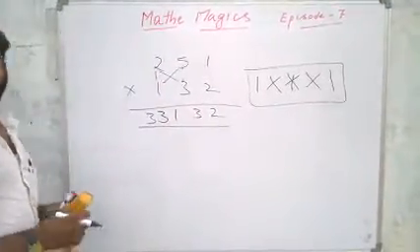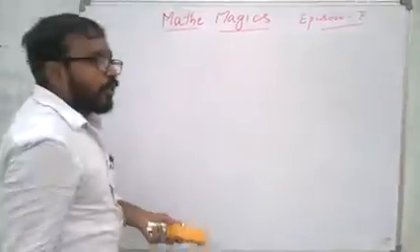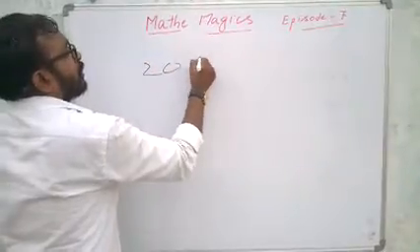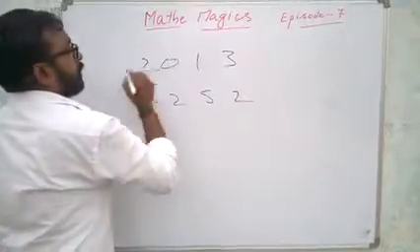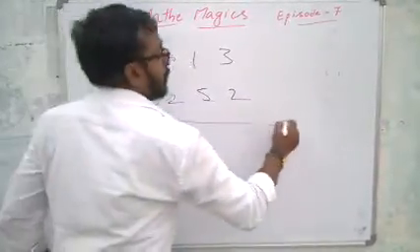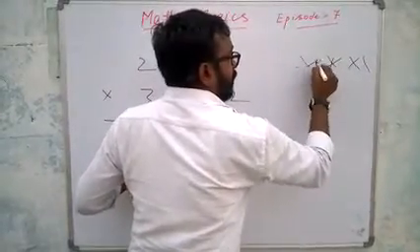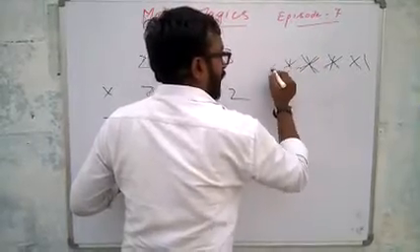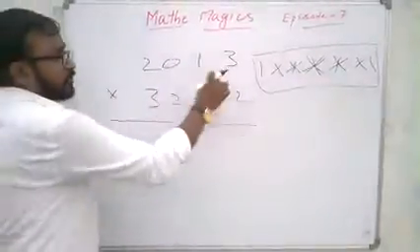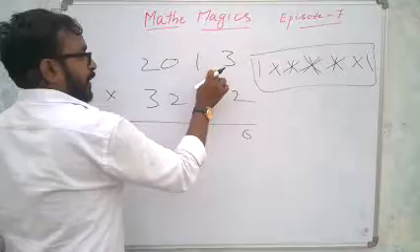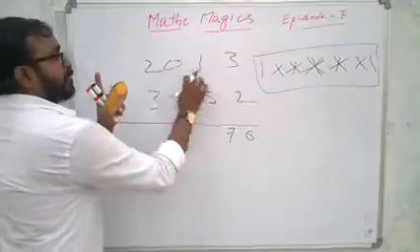That's all the answer. For example, if you want to find the product of four digits, for example, 2013 into 3252, what do we have to use? That is one line, two lines, three lines, four lines, then three lines, then two lines, one line. This is the pattern we have to use. 3 times 2 is 6. Now these two: 3 times 5 is 15, 1 times 2 is 2, 15 plus 2 is 17. Now these three.